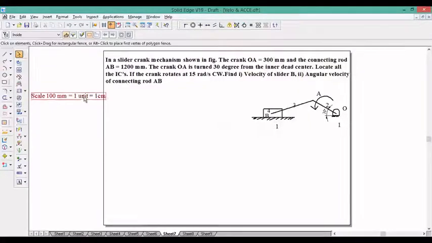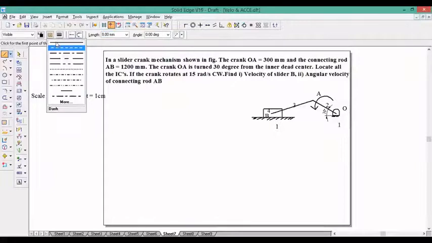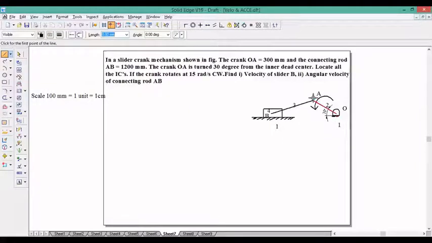So the scale factor we have taken is 100 mm equal to 1 unit. That is, we will take 100 mm equal to 1 centimeter. Let us draw the configuration diagram using continuous line. We have OA equal to 300 mm, so a 3 centimeter line we draw at an angle of 30 degrees.